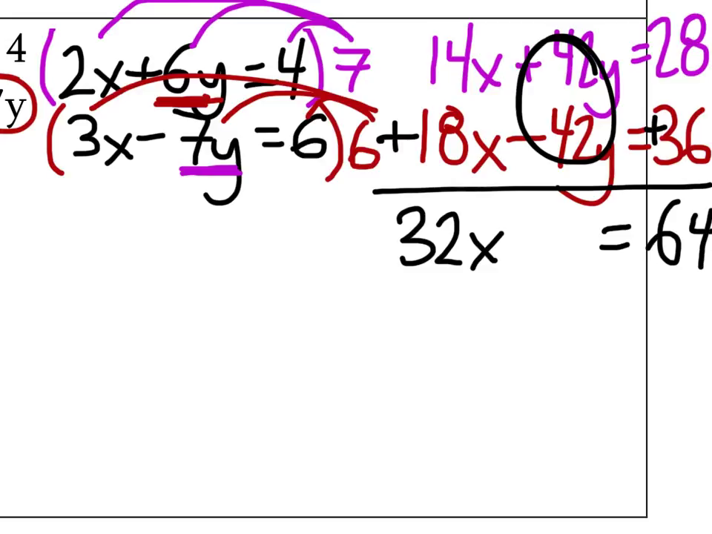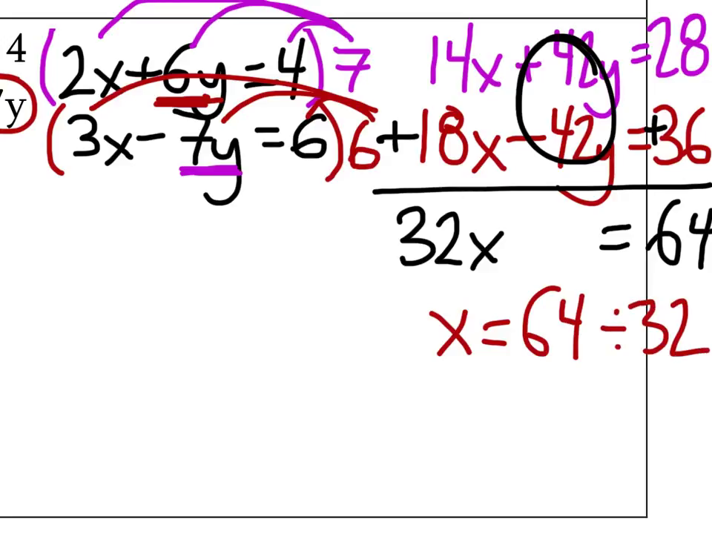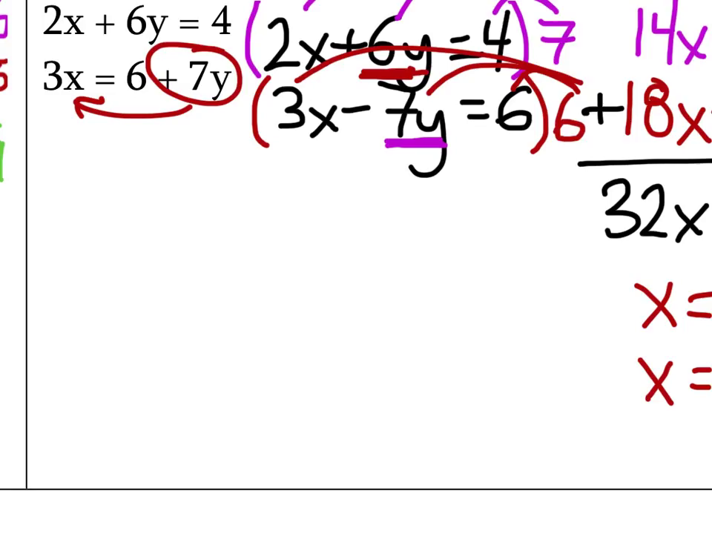Very good. So, x would then be 64 divided by the coefficient of x, which is 32. 64 divided by 32 is 2. Bam, x is 2. All right, so let me write that over here. This is our answer. X is 2. All right, well, let's finish this problem. Do we want to use the top equation or the bottom equation to find the y value? Top one? Fair enough.